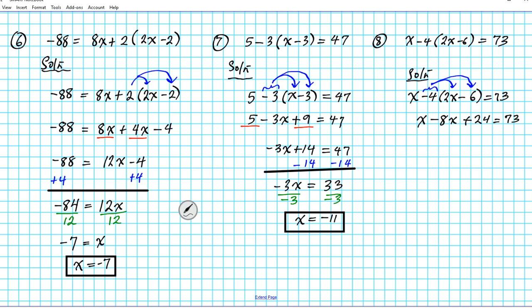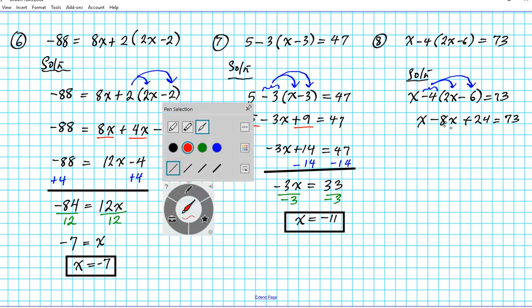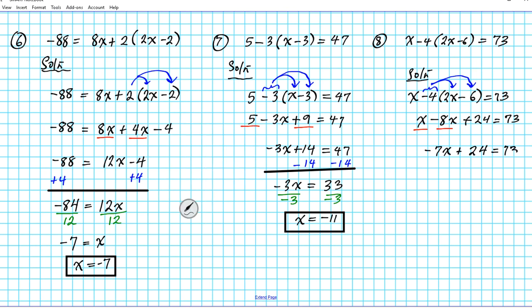Now we're going to proceed to combine like terms. On the left side, you notice that we have two like terms in the variable x of the first degree. x and negative 8x are like terms. When we combine these two, we're going to have negative 7x plus 24 equals 73. Now to finish this off, we're going to subtract 24 from both sides and divide by negative 7.